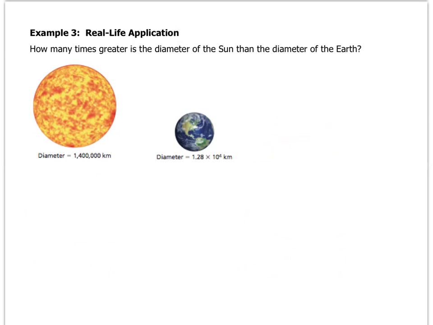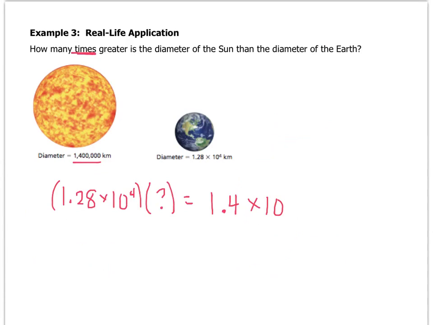Last one together. How many times greater is the diameter of the sun than the diameter of the earth? So the question is the diameter of the earth times what equals the diameter of the sun. I'm going to write the diameter of the sun in scientific notation. So if you think back to chapter 1, divide by 1.28 times 10 to the 4th.